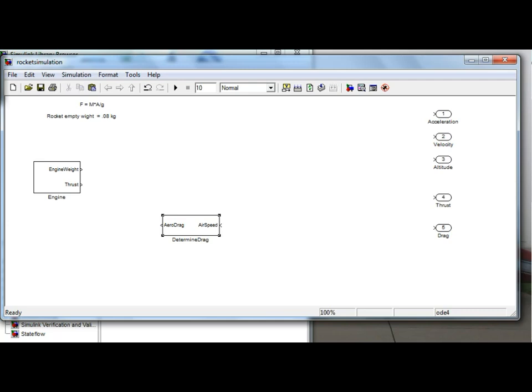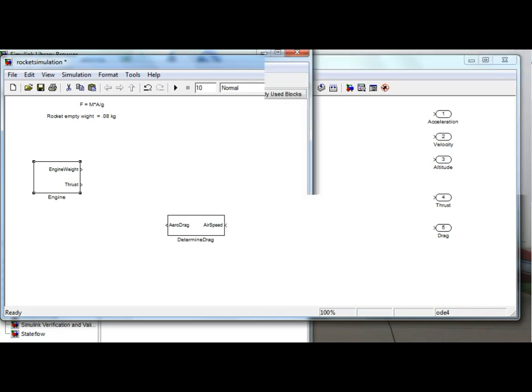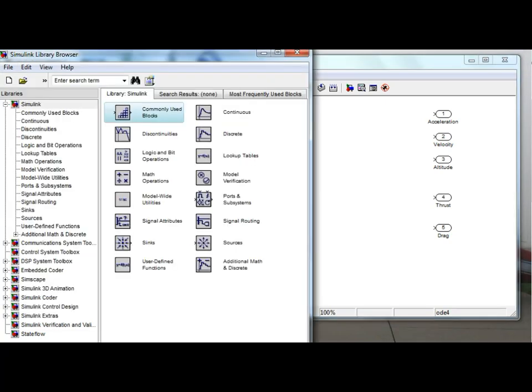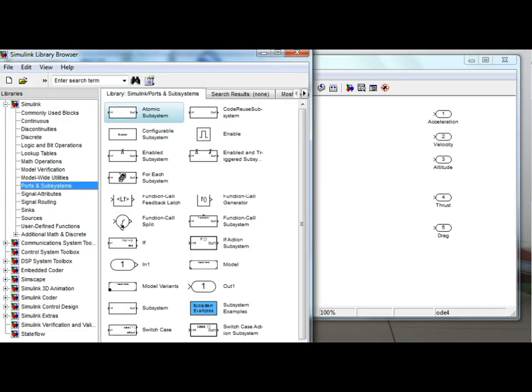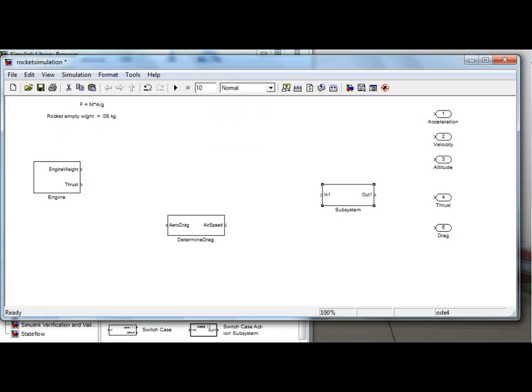I've got a block here where we're going to determine the drag, and it's not so easy to point to here with the pen. I can't draw on this. We've got a block for the engine. Those came from Simulink ports and subsystems there. Somewhere in here is just a plain subsystem. Take one of these, drag it onto the model, and then I can open it up and change things in it.